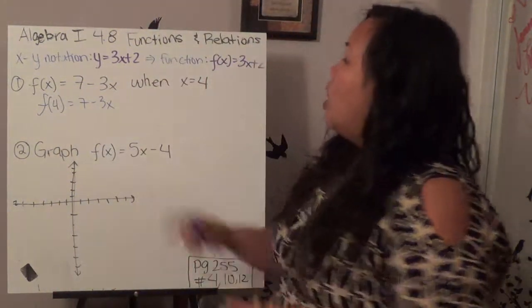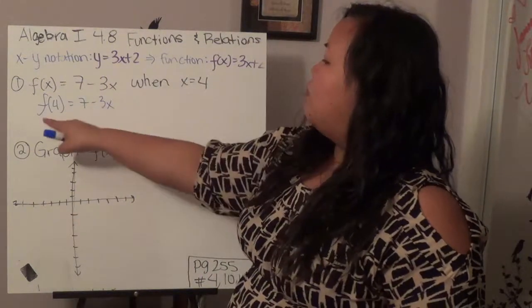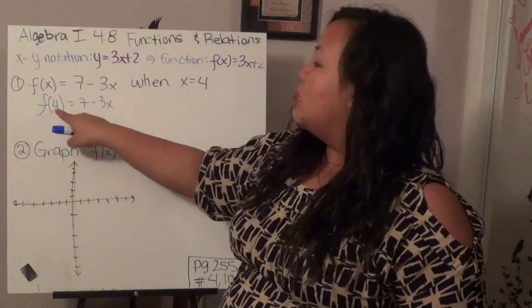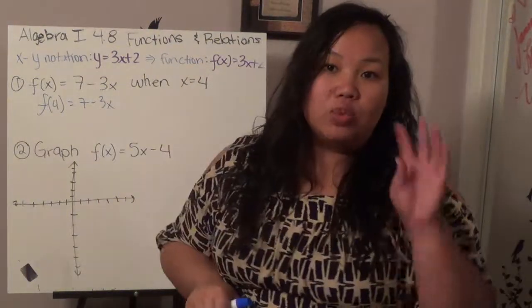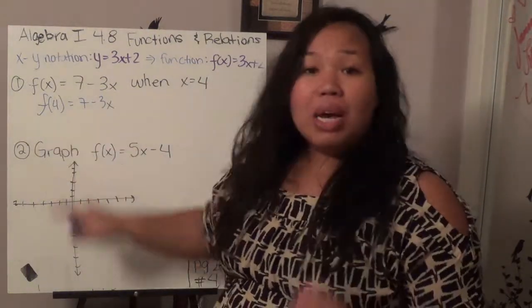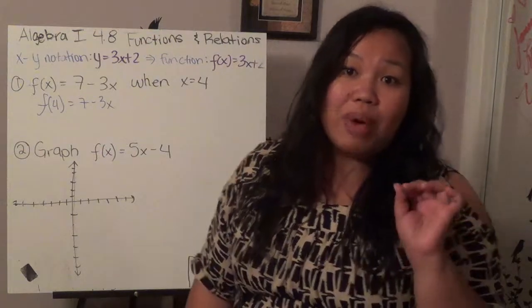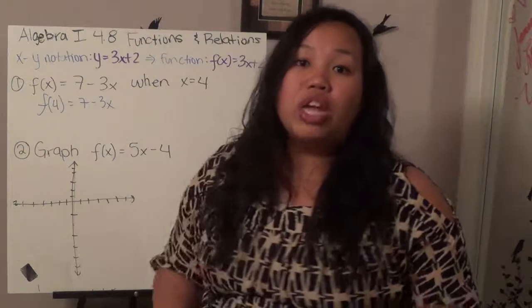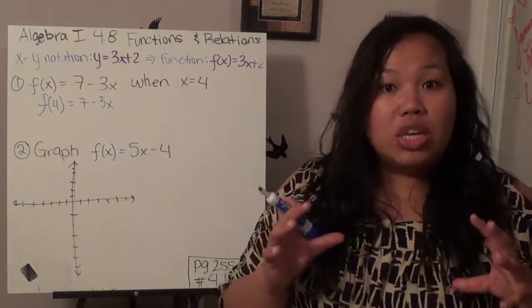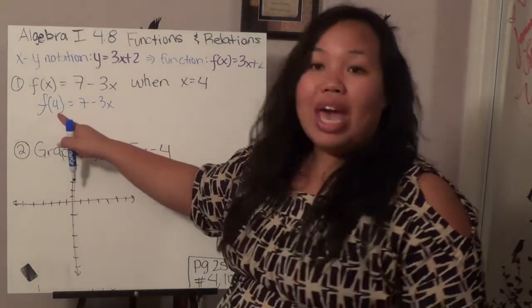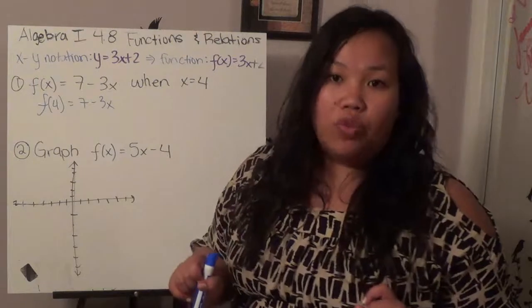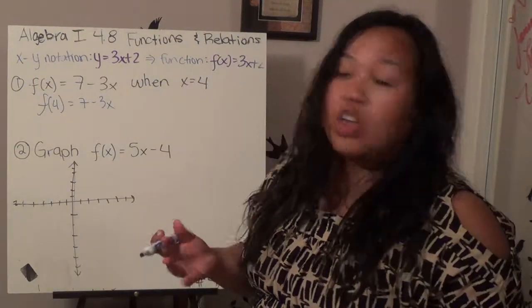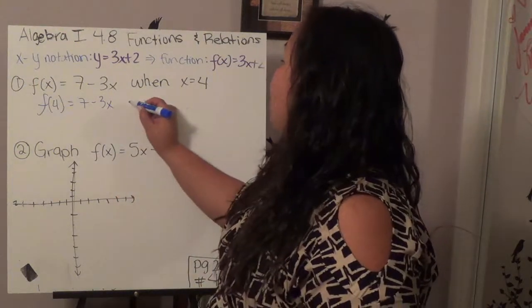What this means is, it's telling me in short to replace all my x's with 4. This does not mean I divide anything by f. F is not being multiplied by 4. It's just telling you that in this function, I used to have x, and now I want you to replace all the x's with whatever's on the inside, which is 4. But you've done it before. All you have to do is take all the x's and replace them with 4.